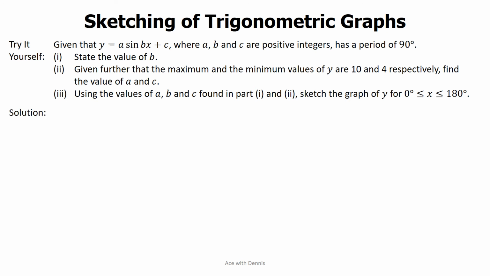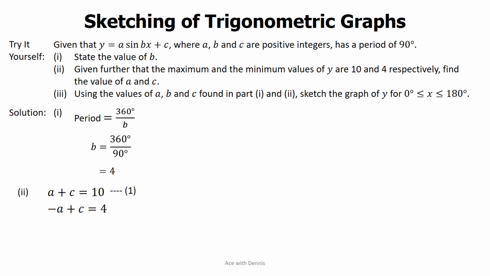Okay, so here's the solution. For the first question, we know that period is equal to 360 degrees over b, and given the period is 90 degrees, therefore b will be 360 degrees divided by 90 degrees, and the answer is 4. For question number 2, given that the maximum value is 10, therefore a plus c equals 10. The minimum value is 4, therefore negative a plus c equals 4. Then we can solve simultaneous equations to find a and c.